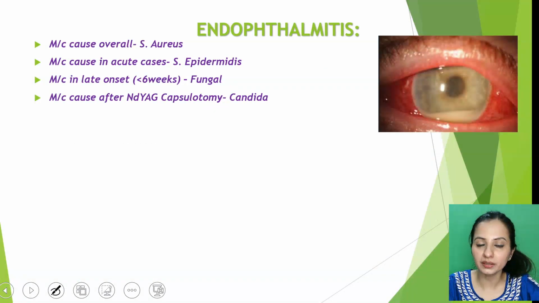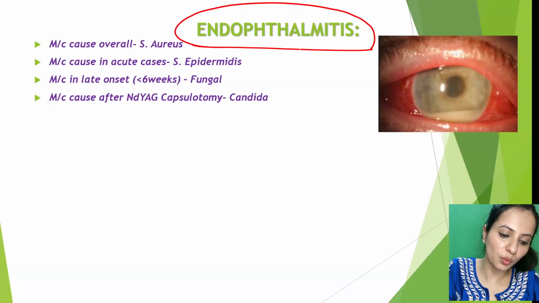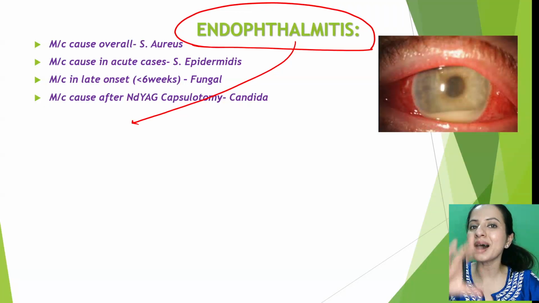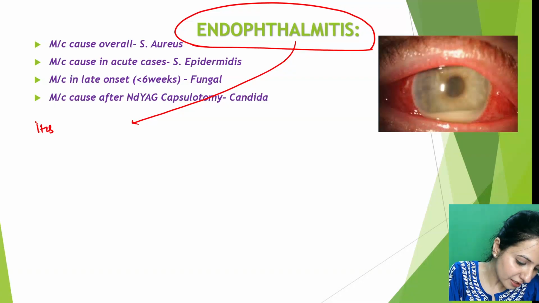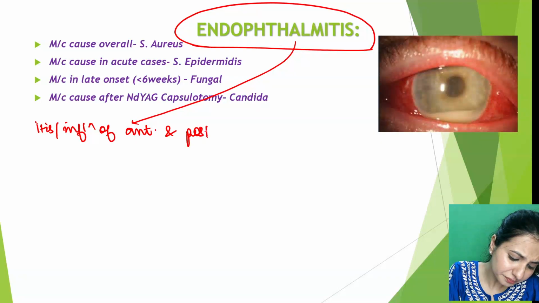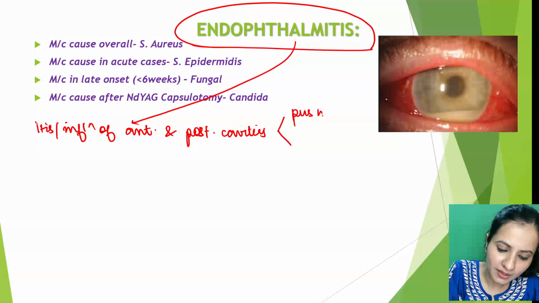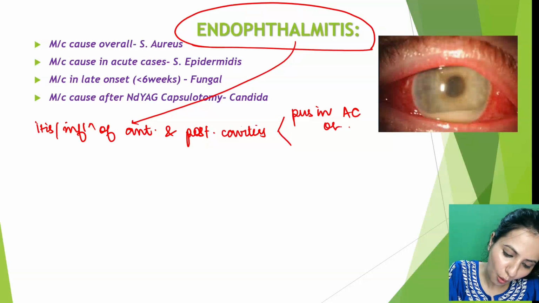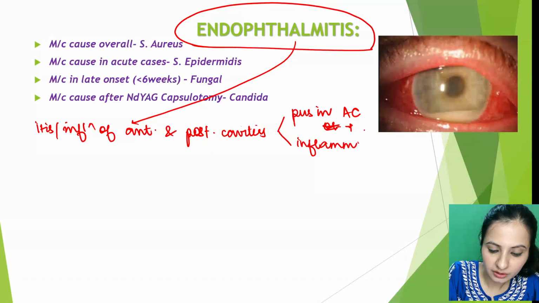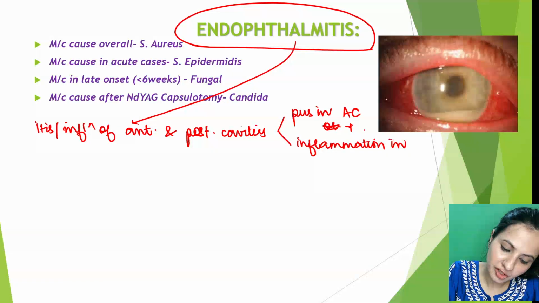Then the last topic in uveitis is endophthalmitis. So what is the meaning of endo? Endo मतलब आँख के अंदर. So there is itis, or the inflammation of the interior and posterior cavities of the eyeball. Basically, whenever you have pus in the anterior chamber or associated inflammation in the vitreous cavity, then you will call it endophthalmitis.